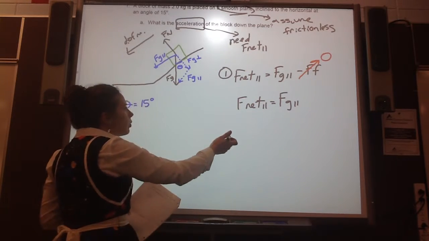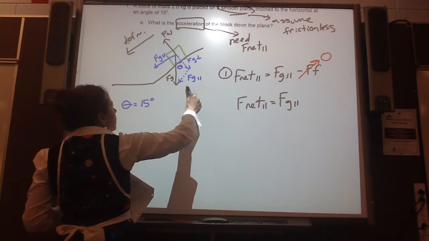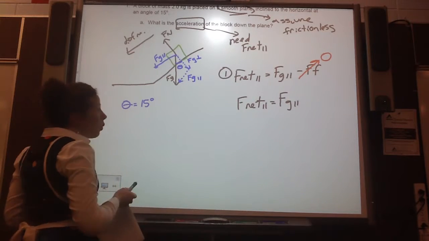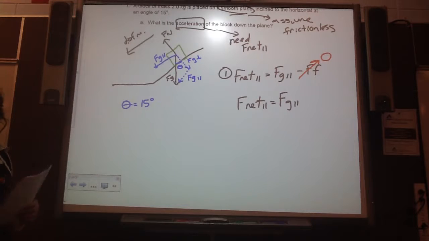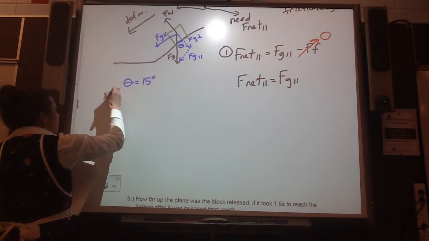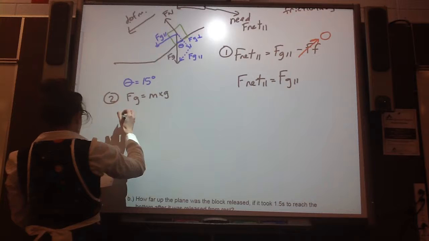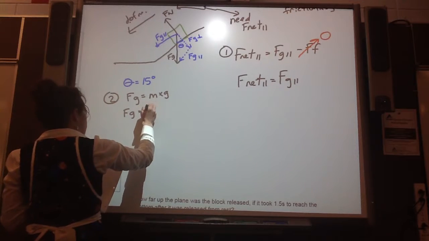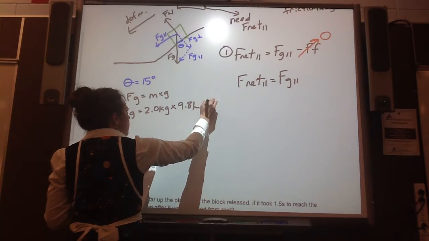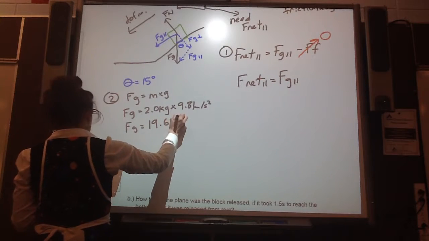Okay, so I've just established what F net is. So how do I find Fg parallel? Well, let's look at where Fg parallel is on this triangle. Here's Fg parallel. Well, I can solve for Fg using m times g. So this is my second step. Fg is equal to m times g. So Fg is equal to 2.0 kilograms multiplied by 9.81 meters per second squared. So Fg is equal to 19.62 newtons.